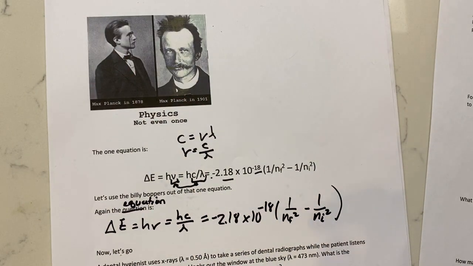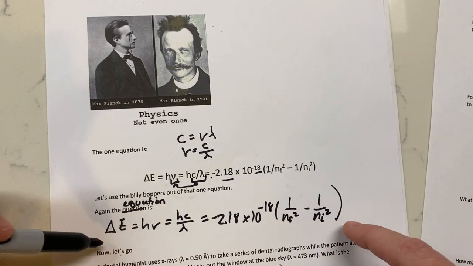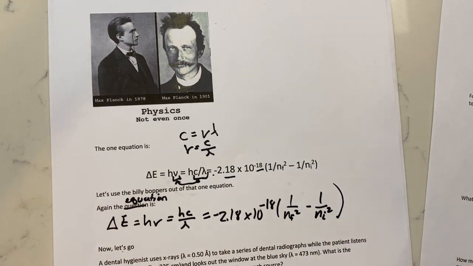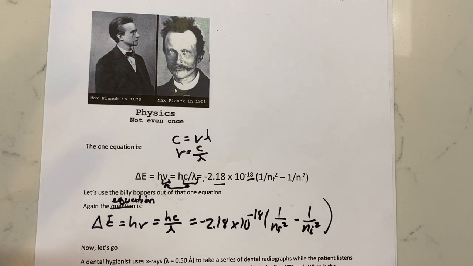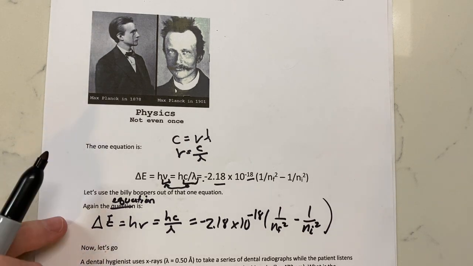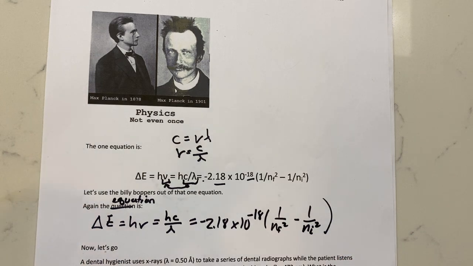Chances are you just looked at the equation up here and rewrote this, or listened to me and rewrote what I was writing, and that's not going to help you. Memorize it. Do it now. Write it down. Figure it out. We're going to use the heck out of this equation right now. Oh, that's why I said Billy Boppers. I didn't want to say heck or something.